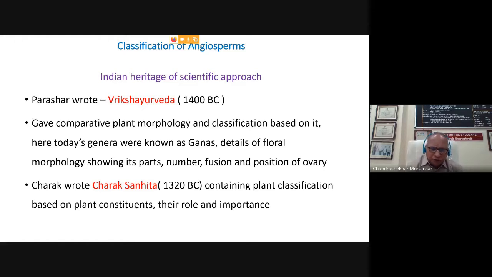Charak was present somewhere about 1320 BC, so there is a gap of more than 80 years in between. Charak also provided a plant classification, based on the biochemical constituents of the plants, and also based on the uses of the plants for different hygienic components. Obviously, it concerned the role of plants and their importance for human health.